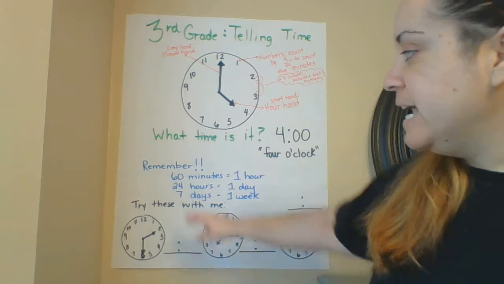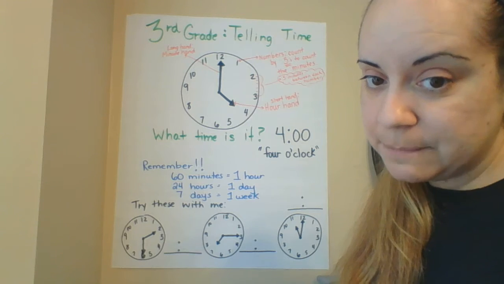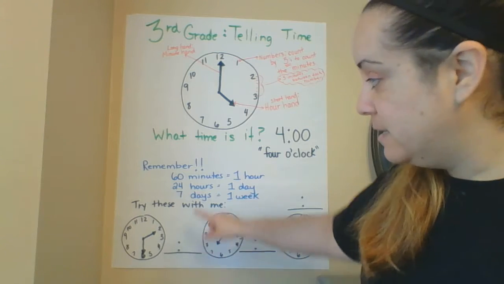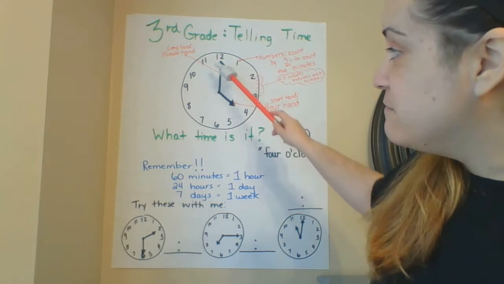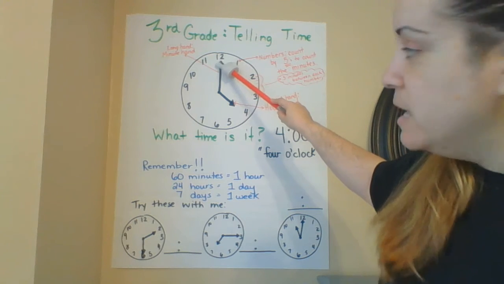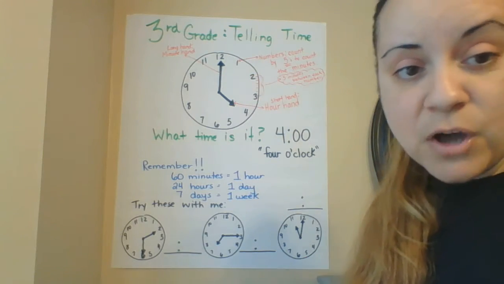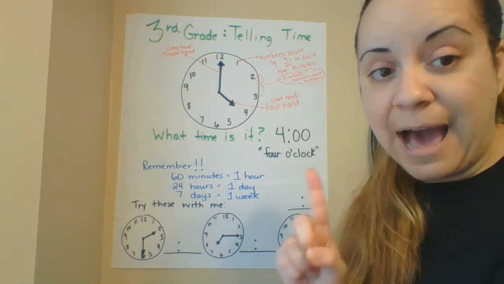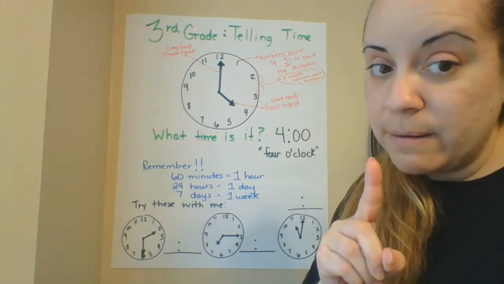Okay? Here's some really important things to remember, and then we're going to practice on some clocks. First thing that's important to remember, 60 minutes. 60 minutes equals 1 hour. That means that if my minute hand goes all the way around back up to the 12, 5, 10, 15, 20, 25, 30, 35, 40, 45, 50, 55, 60. If it goes around one time, then that's 1 hour. And 1 hour equals 60 minutes. Really important to remember.